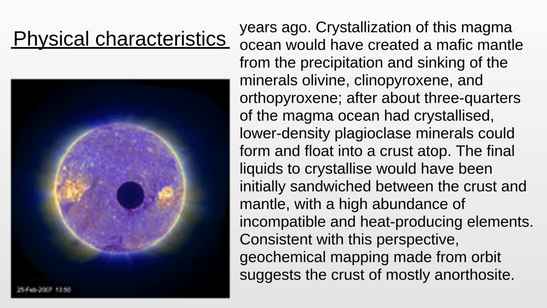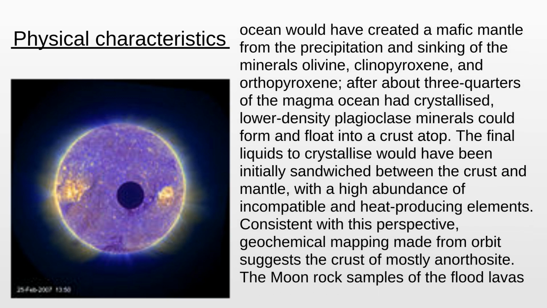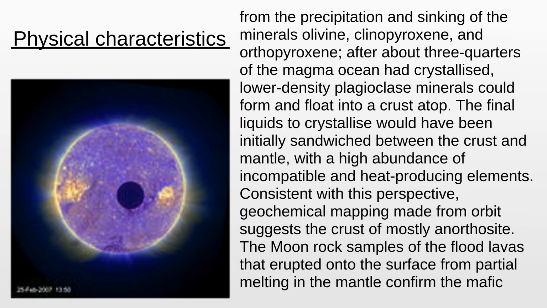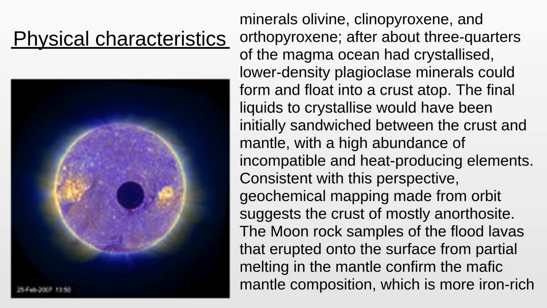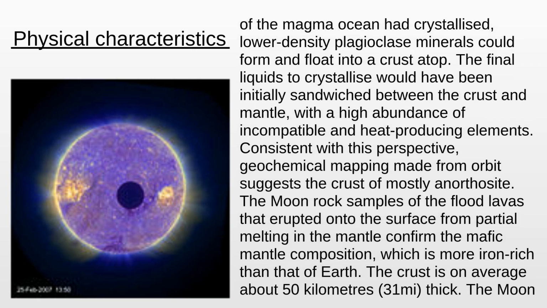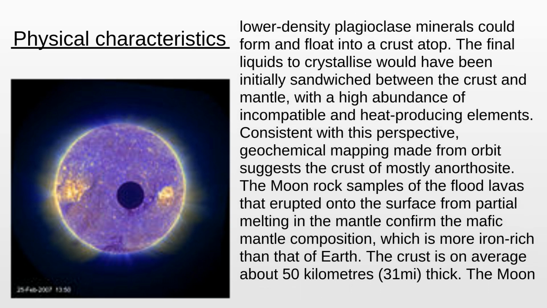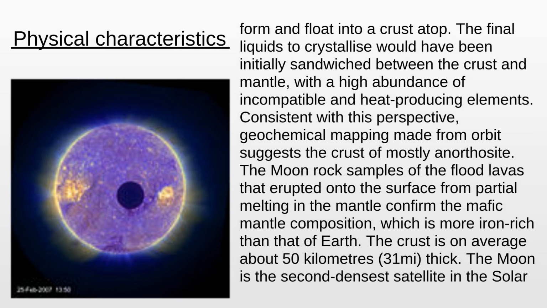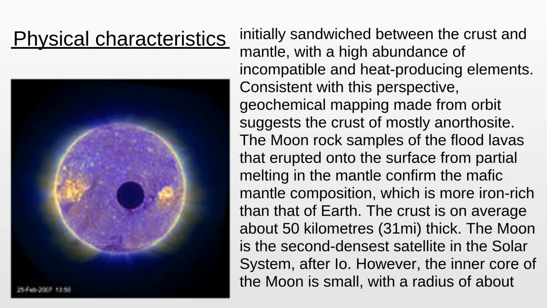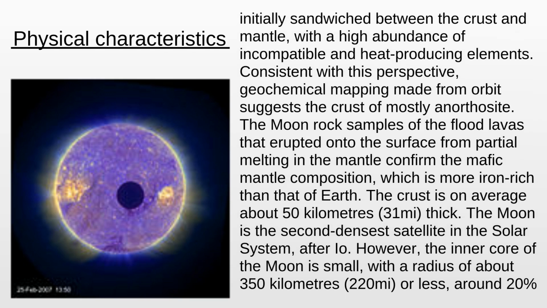Crystallization of this magma ocean would have created a mafic mantle from the precipitation and sinking of the minerals olivine, clinopyroxene, and orthopyroxene. After about 3/4 of the magma ocean had crystallized, lower-density plagioclase minerals could form and float into a crust atop. The final liquids to crystallize would have been initially sandwiched between the crust and mantle, with a high abundance of incompatible and heat-producing elements.